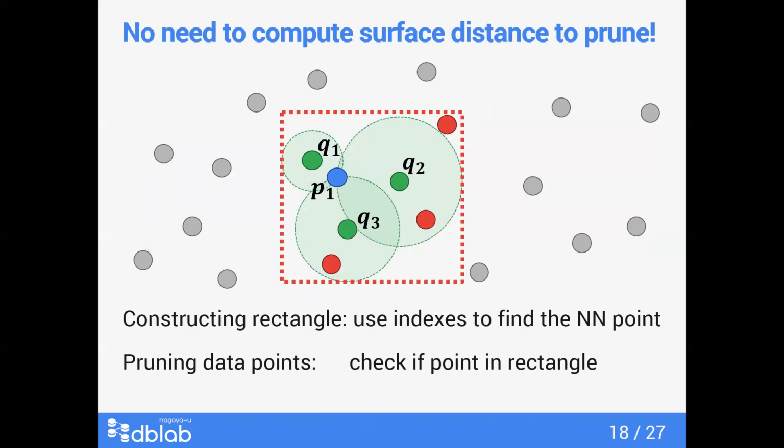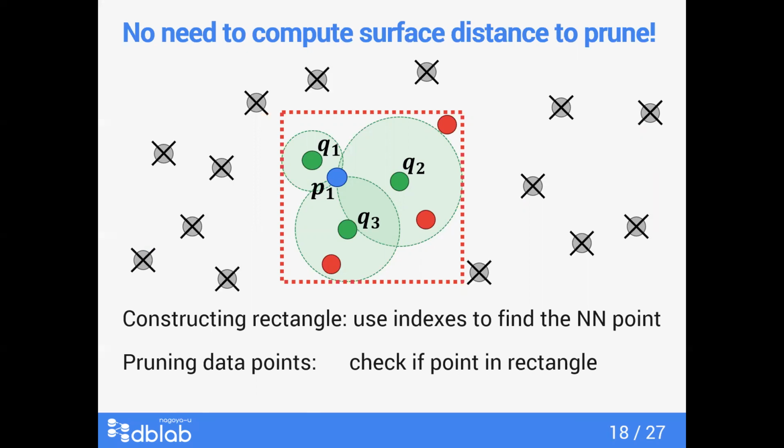This allows us to create the smallest rectangle out of all possible selections. Thus, we can prune many unnecessary data points.